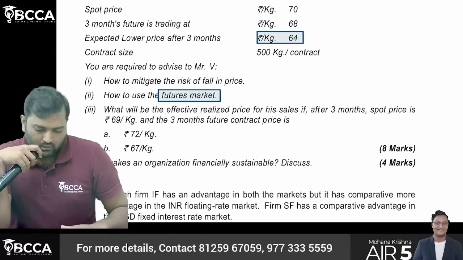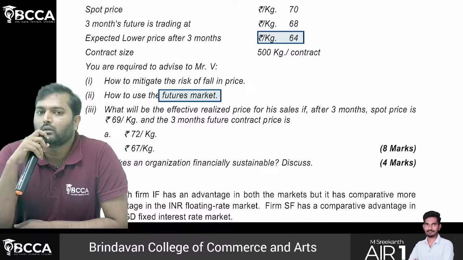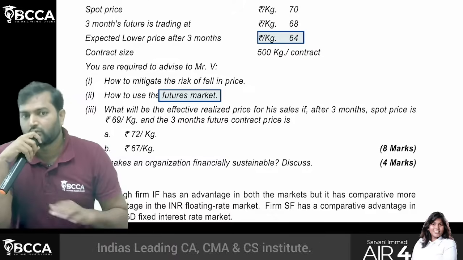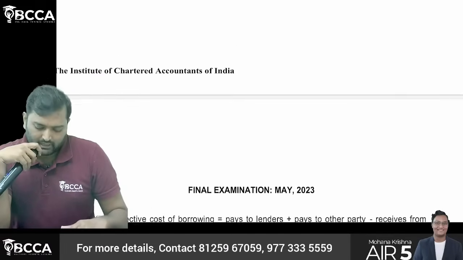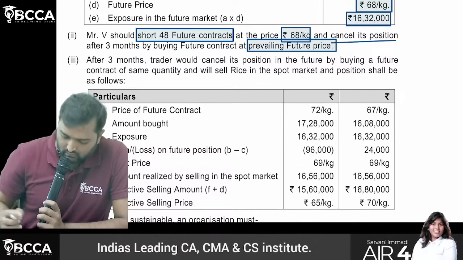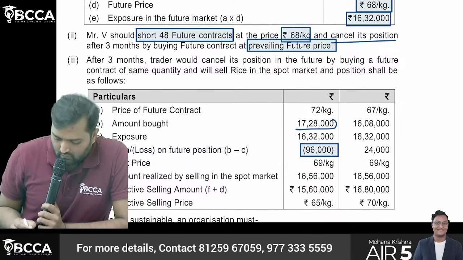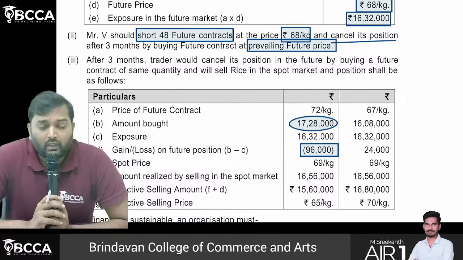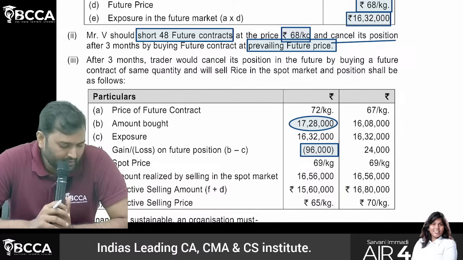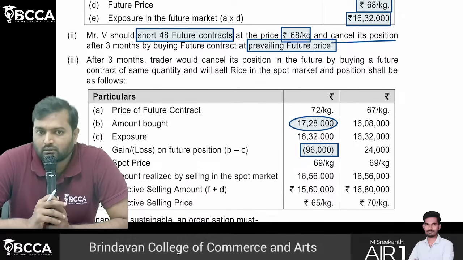Clear? So today we are taking a short position at the rate of 68 and on maturity to close the contract we take a long position at the rate of 72. What is the gain? 4 rupees per kg. So total how many kgs? 24,000 kgs. Gain or loss? Sorry, loss. We are buying at 72 and selling at 68. So loss 4 rupees for 24,000 kgs.